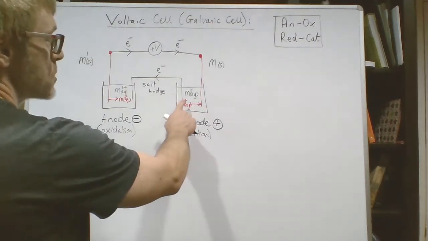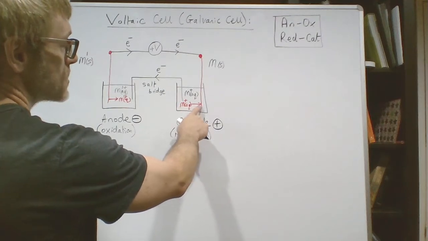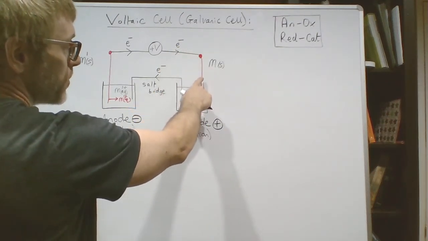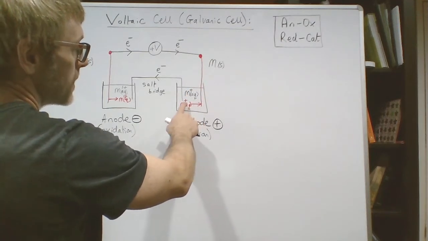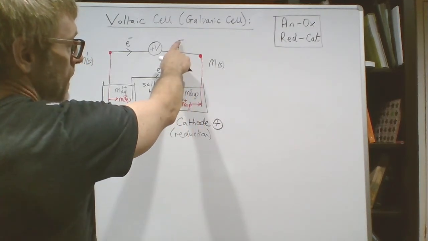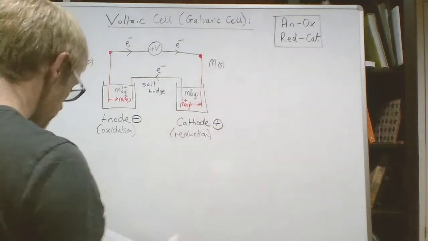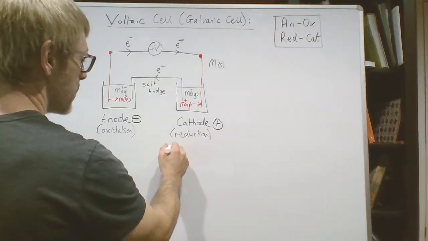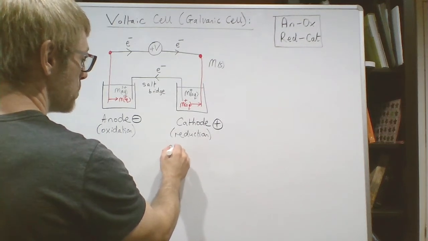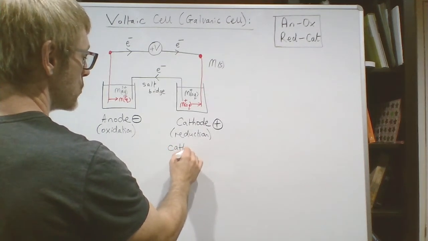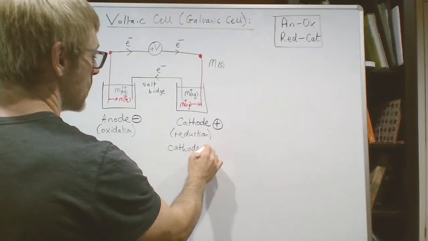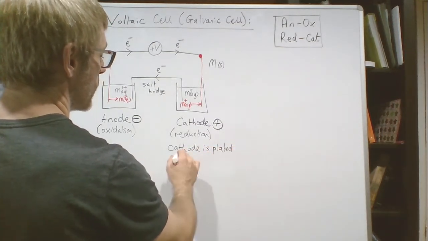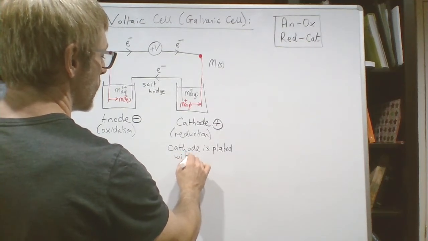Because of this motion of the cations towards the plate, you could imagine the electron is coming through, it attracts the cation and the electron produces the metal. So we know that we have plating of the cathode. So the cathode is plated with M.